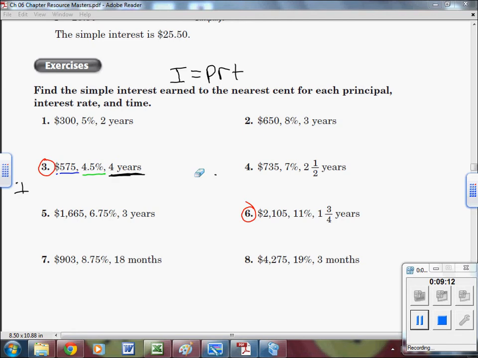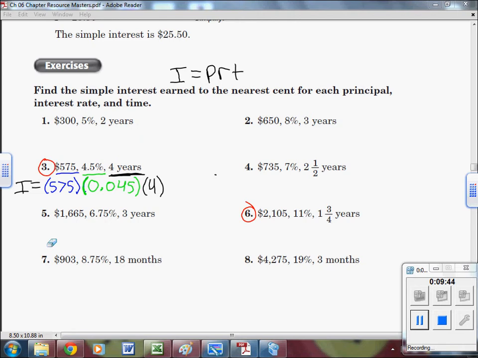So that means the interest earned will equal, now let's just plug everything in, $575. And now just remember, 4.5% needs to be turned into a decimal, so 0.045. If you're having trouble turning that into a decimal, take a look at one of our older videos. Or just remember, anytime you convert from a percent to a decimal, you essentially are dividing by 100. If you divide by 100, you're going to move the decimal 2 times to the left. And then multiply that by 4 years. So take your calculator and multiply all these together.